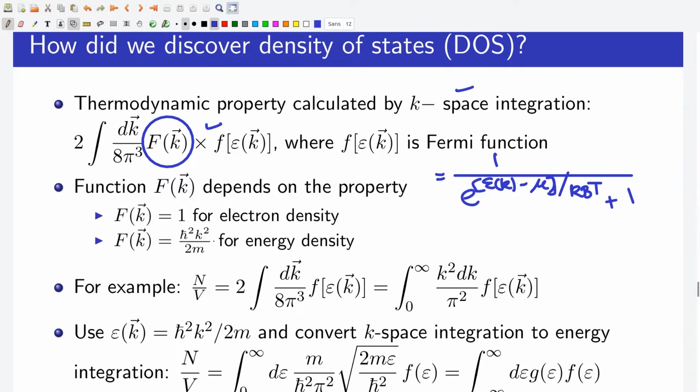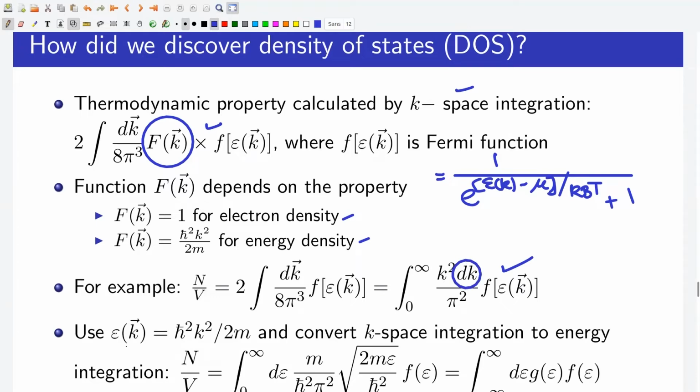For example, F of k is equal to 1 for electron density, and F of k is equal to h cross square k square divided by 2m for energy density. For example, we can calculate the electron density by calculating the integral of this form. Note that the integral is over k.